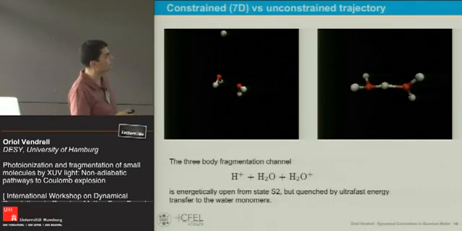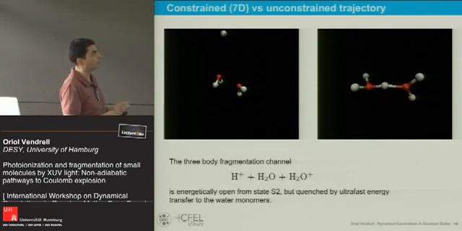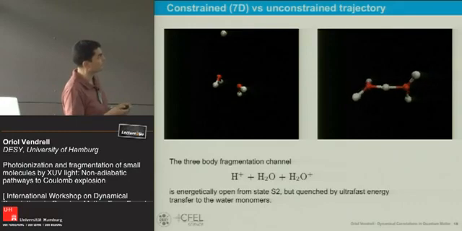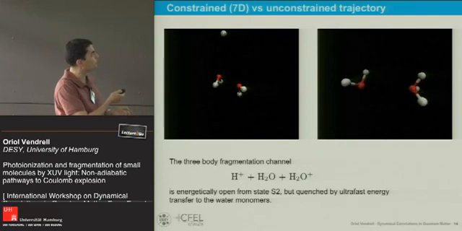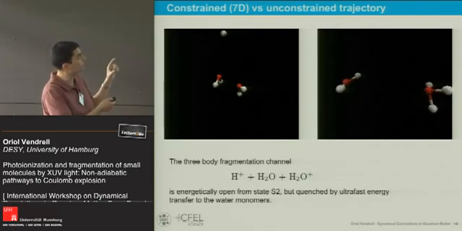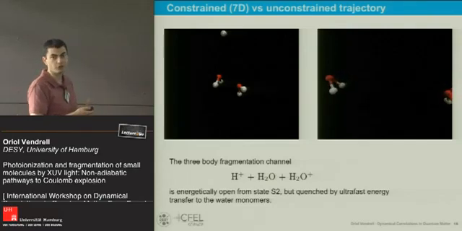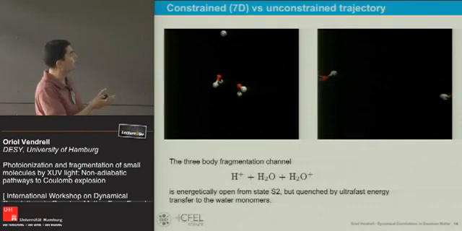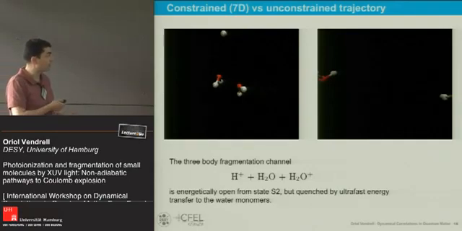Now here we will see exactly the same trajectory, but without constraints. And so the same initial conditions, but now the water molecules can start to vibrate, and you see that they are doing scissoring motions and vibrational motions, which are quite dramatic. So they have taken quite a lot of vibrational energy, on the order of 1 to 2 eV, and then there is no way for the three-body channel. So basically we come to the conclusion that we have this three-body fragmentation channel, which is energetically open.